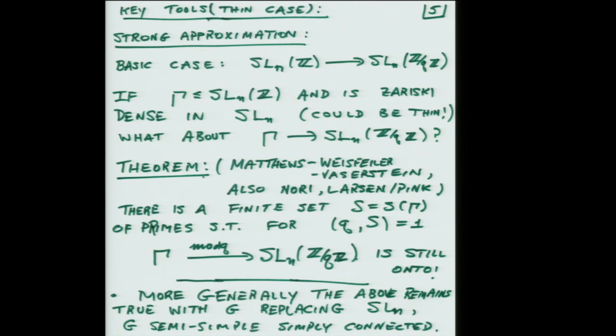Norrie gave a proof which is quite effective and very powerful and avoids that. Larson and Pink gave yet another proof. And it says that in this just Zariski dense setting, there is a finite set of bad primes, which you would have anyway, where you're not onto. It's a finite set of primes, you can find them, such that outside that finite set of primes, you are onto. So strong approximation holds anyway.